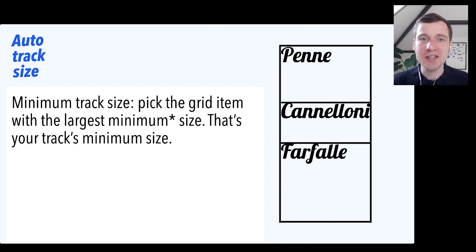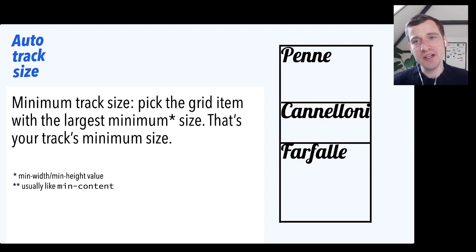Then the minimum size is the one with the largest minimum size, and that is going to be your track's minimum size. And the largest minimum size is either the min width or the min height value, so whether you're looking at rows or columns, and usually it is a bit like min content, so the minimum that is needed to display the content. So that is going to be the minimum size for an auto track. So it is going to make sure that all of your words fit in. So if you have lots of words and one really long word, it's going to be at least as big as that biggest word, so the minimum size.